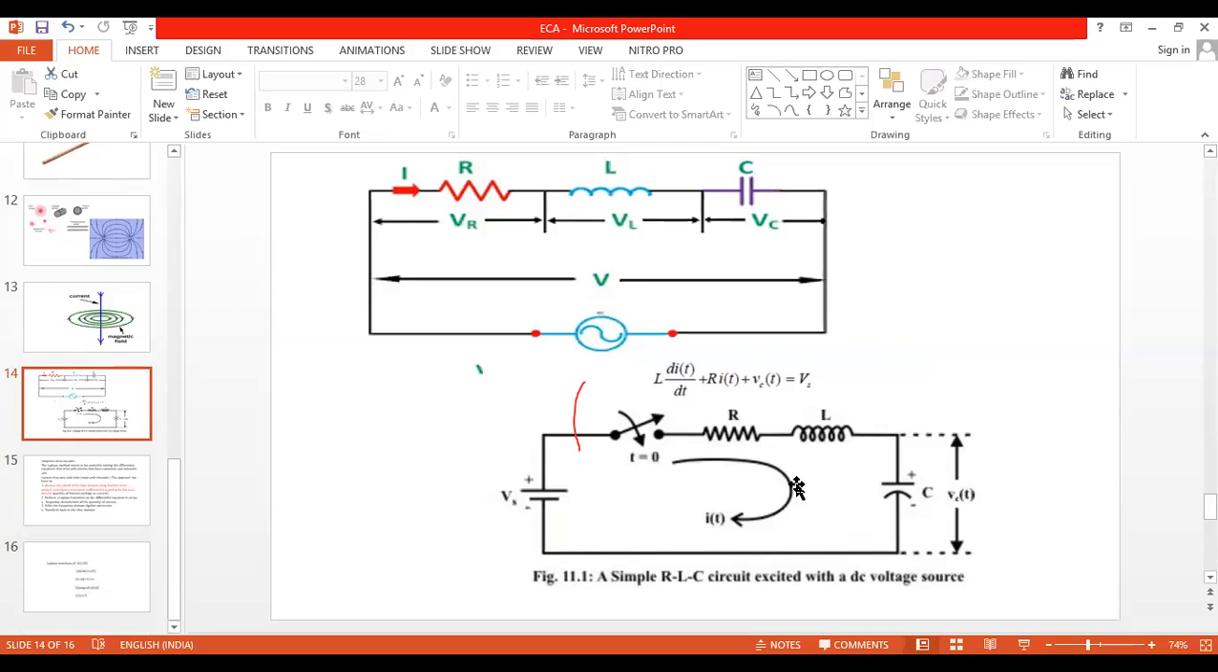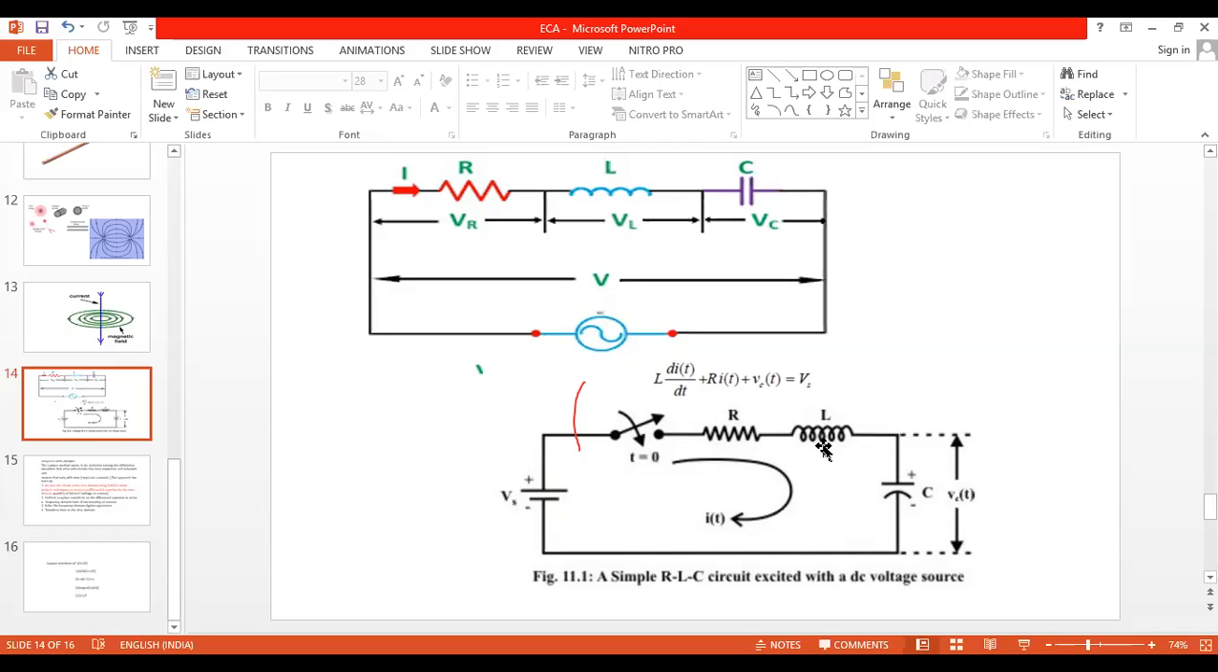Now, all of you are able to see the mathematical equation on this circuit. When you apply KVL for the second circuit, what is the KVL equation? Voltage source V. How many voltage sources are there? Only one. So voltage source V is equal to, now what is the voltage drop across the resistor? R into I of t, as the current is changing with respect to time. And what is the voltage formula across the inductor?